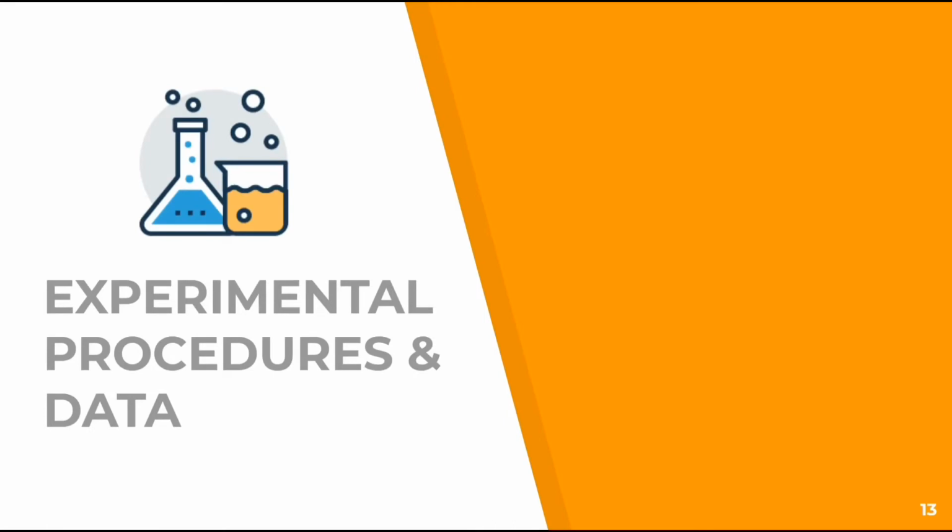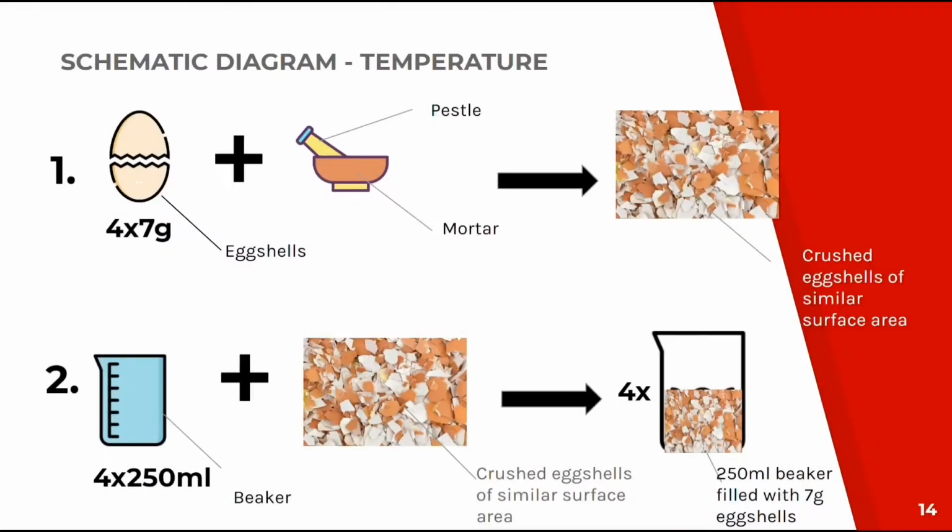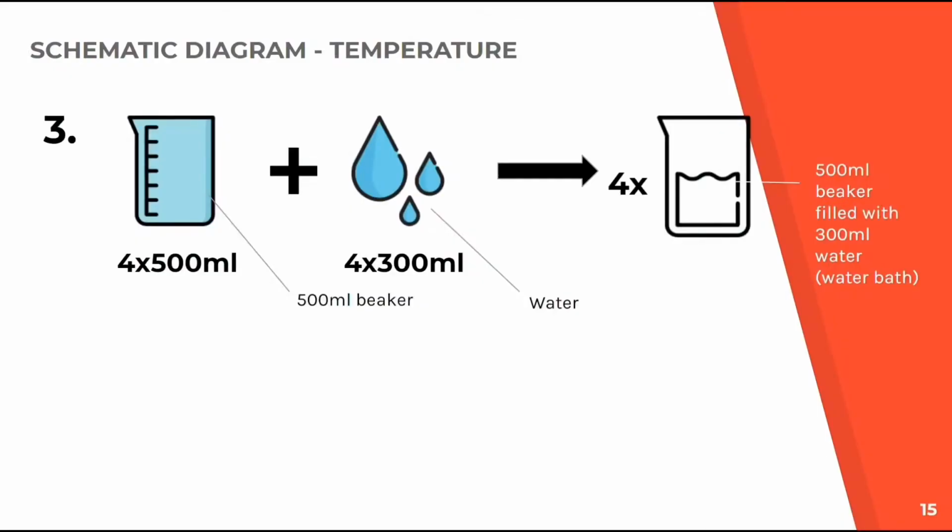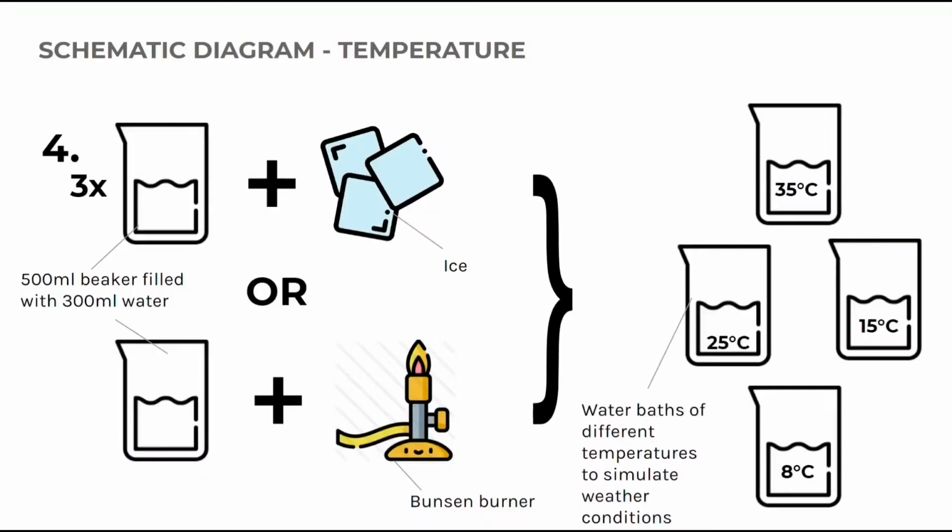I will now be sharing about the experimental procedures and data on the test for the effect of temperature on the rate of corrosion. These eggshells have been crushed to similar surface areas and 7 grams of eggshell is distributed evenly in each beaker. This was how I created water baths. I either filled the water baths with ice or heated them to reach the desired temperatures.